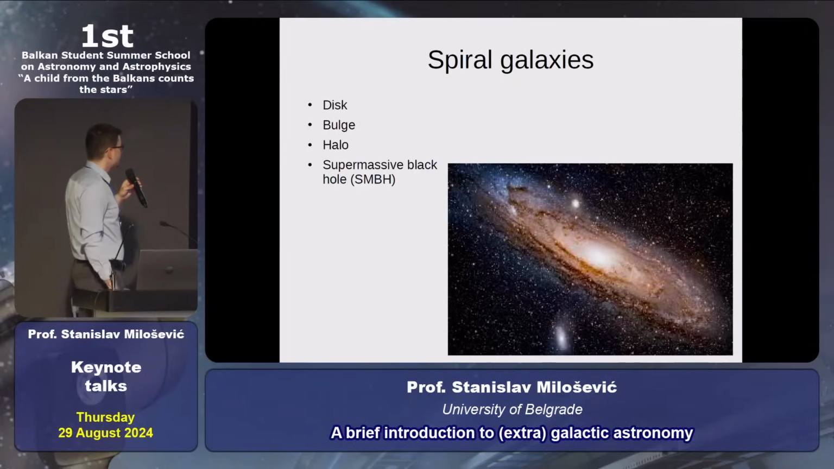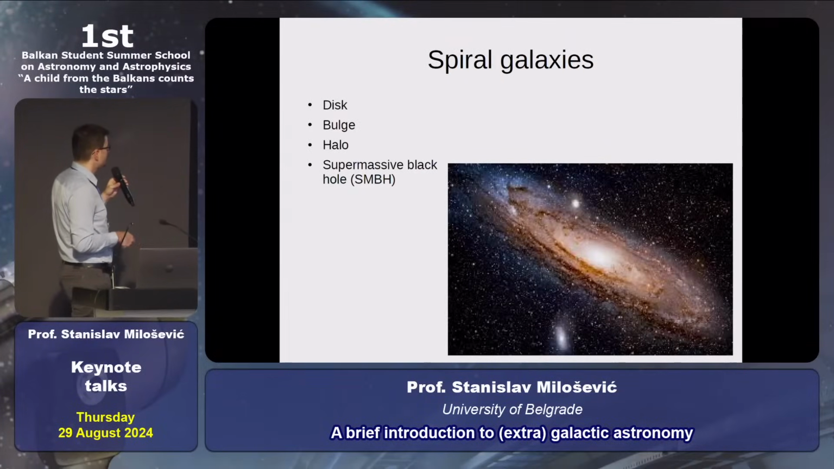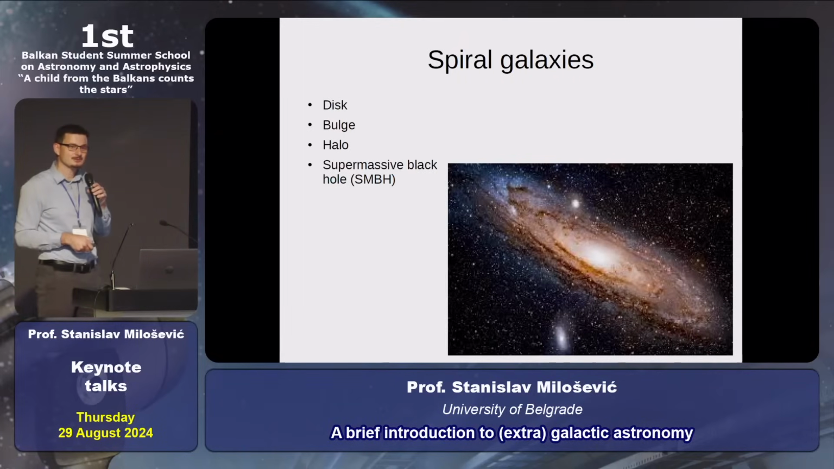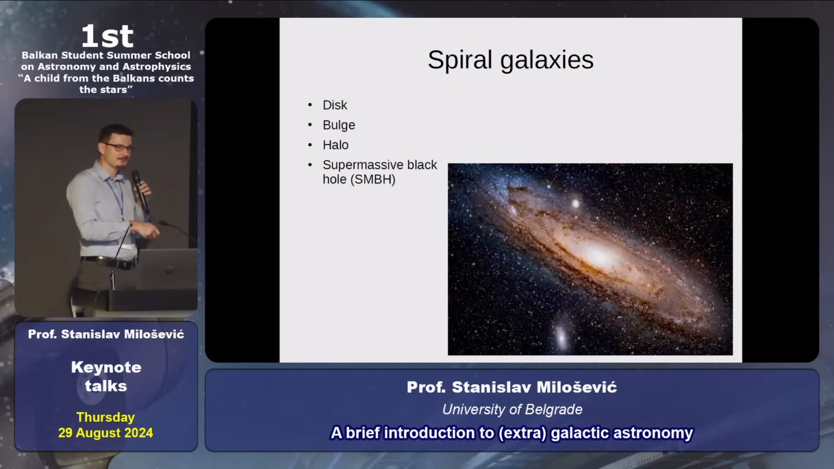So spiral galaxies, as I already said, the most prominent structure is the galactic disk. Then we have some spherical... Sorry? No, but it's similar to us. Does anybody know what this galaxy is? Which galaxy? Yeah? No, it's not Sombrero. It's very near. We already mentioned this galaxy several times.